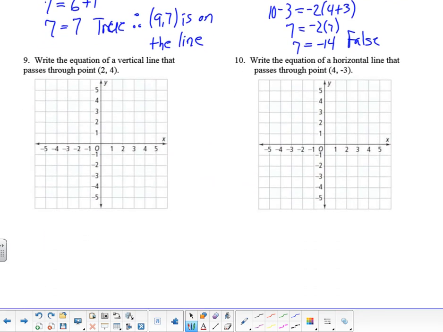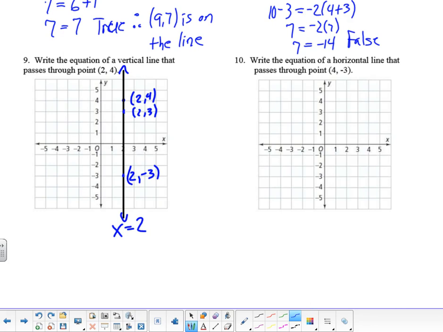All right, now last two. Write the equation of a vertical line that passes through 2, 4. Okay, so a vertical line is a line that goes up and down. And here's what I want to point out to you: we've got 2, 4, we've got 2, 3, we've got 2, negative 3. So this is x equals 2, because everywhere along that line, the value of x equals 2.